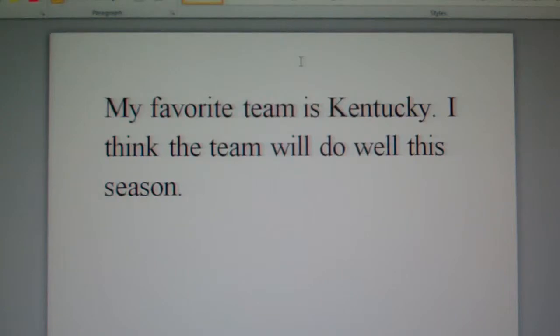I want you to listen, and I'll just kind of assume that I'm going on with this structure. My favorite team is Kentucky. I think the team will do well this season. The Harrison twins are improved.